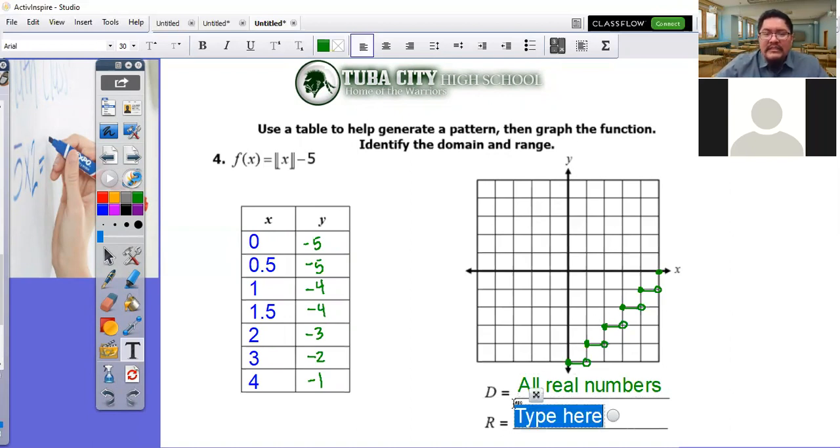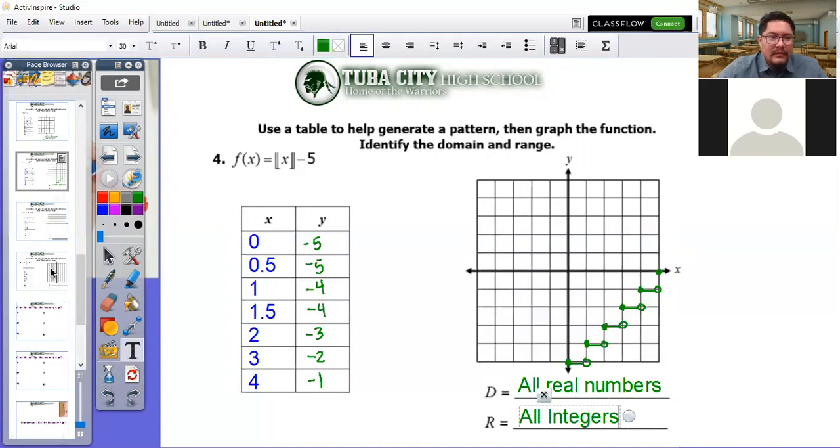And then range, I think, is going to be the same. It's going to be all integers. And I think most of them are going to be like that. I think there are going to be some odd ones that are going to be a little bit different, but hopefully they're not going to be too different. All right, and we don't have that many to go.